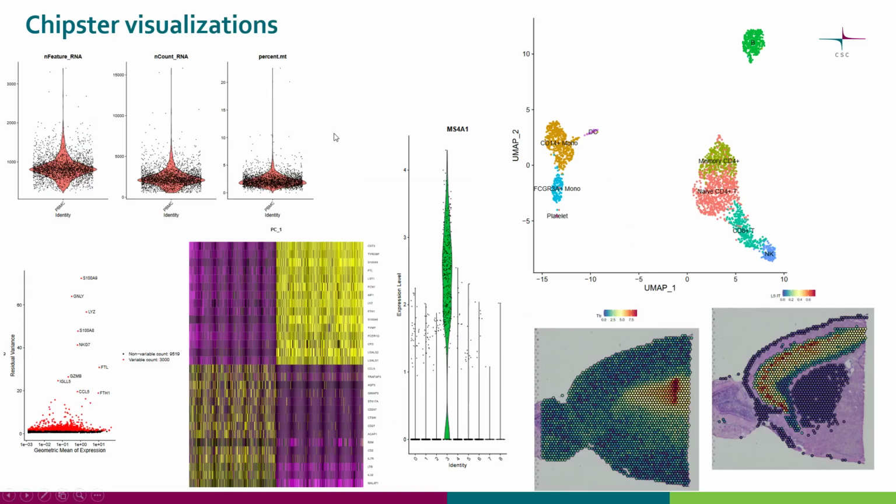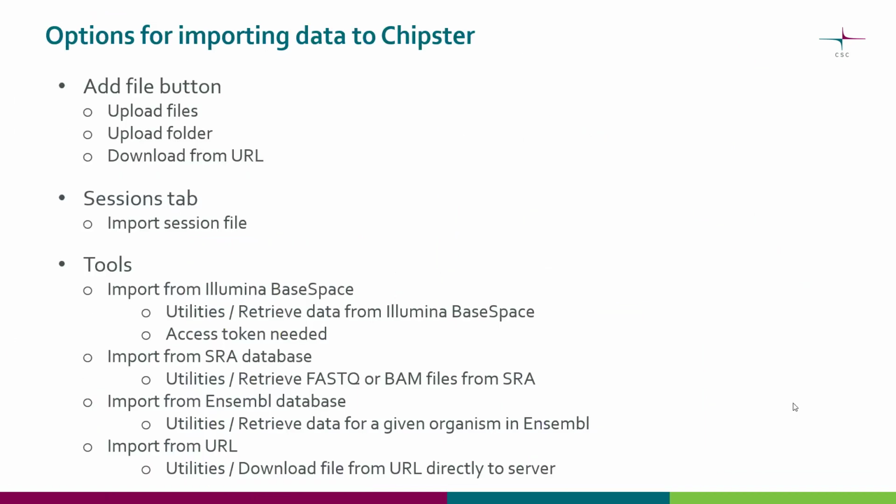If you are familiar with this kind of data, you can recognize these images. So these ones are for single cell, and this is for spatial transcriptomics. Essentially, they are the same that you would produce directly in R if you were working using RStudio, for example. How do you import data to Chipster?